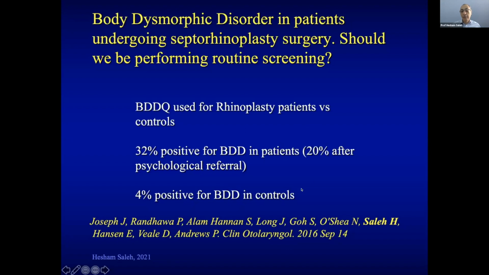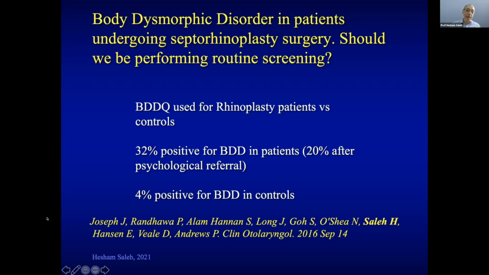So 20% of patients coming to your clinic for rhinoplasty can have BDD. This is an international figure. It does apply everywhere. Sorry, 20% of the patients. So 1 out of 5. So you have to remember that.